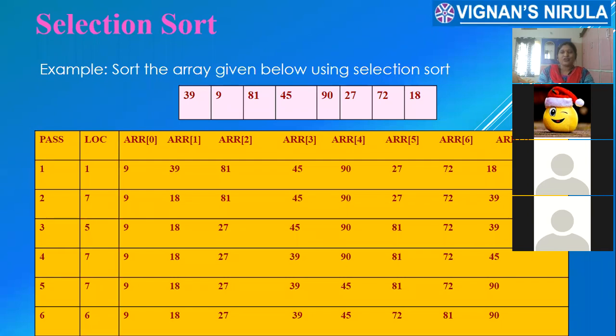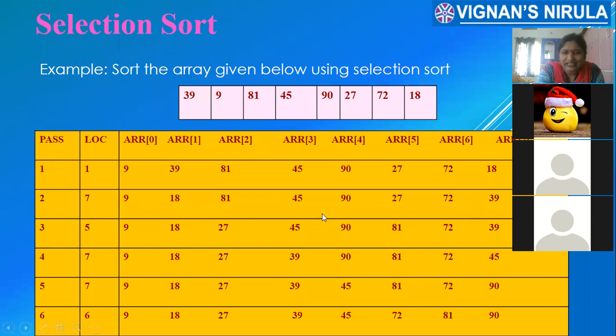So we have to swap A of 2 with A of 5, isn't it? Yes, ma'am. Now what is A of 2? 81 has to be swapped with 27. Now A of 2 becomes 27 and A of 5 becomes 81. So in the next pass, the third pass, 5, 9, 18, 27 are in sorted positions.